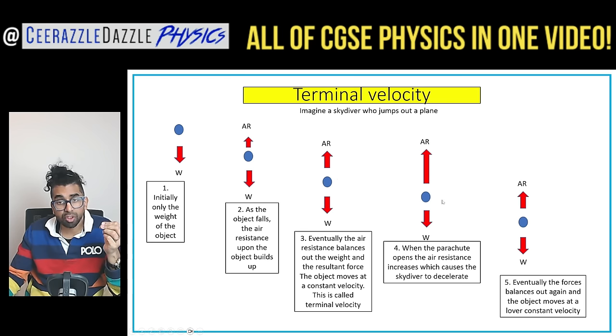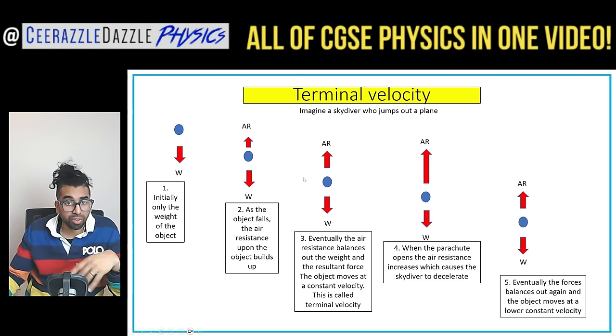Then, when the skydiver opens up the parachute, the air resistance increases dramatically, and therefore, the object starts to decelerate. And then finally, the two forces balance out again, and therefore, the object starts to travel at a lower constant velocity. So yes, it's a lower terminal velocity at the end.